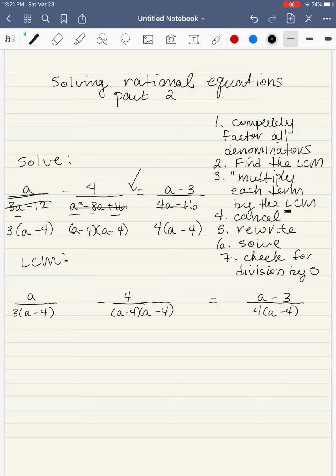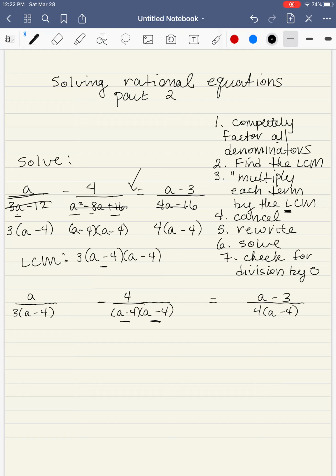Okay, so I look at my first denominator, and I have 3 times a minus 4. So I know I need at least a 3 and an a minus 4 to cancel those. So I put those on my list. Then I look at the next term. We have an a minus 4 here. We have one a minus 4 that would cancel that first a minus 4. But we have another a minus 4. So we have to add another a minus 4 to my list. This single a minus 4 can't cancel both of those. So I need 2 a minus 4s in my LCM.